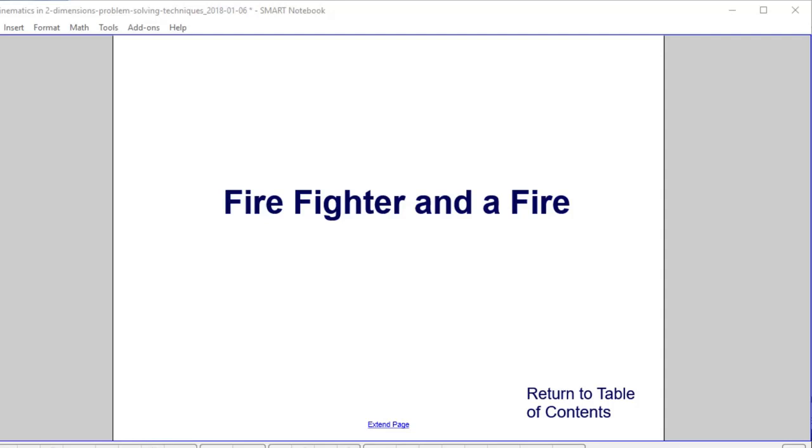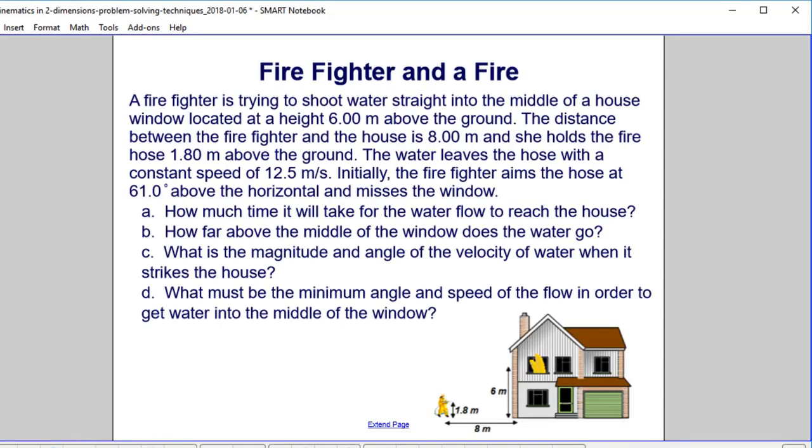Firefighter and a fire. A firefighter, and here's the firefighter down here, is trying to shoot water straight right there into the middle of a house window located at a height 6 meters above the ground. The distance between the firefighter and the house is 8 meters. Okay, so there's the 8 meters, here's the 6 meters.